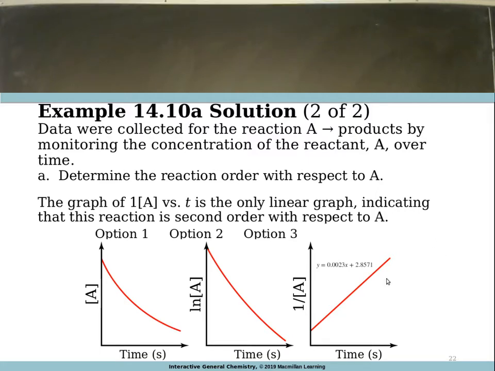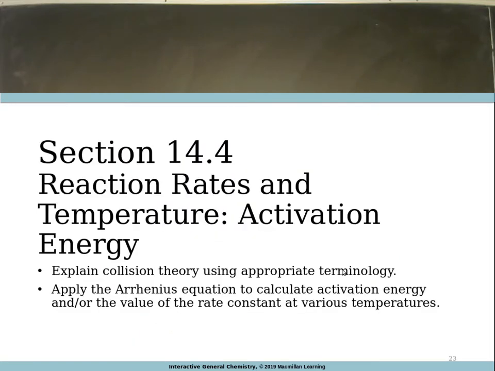And so not only do we have a 2nd order reaction, but we can see here that the rate constant is 0.0023. Now, for a 2nd order reaction, the units of K would be inverse molar inverse second. So that's 0.0023 inverse molar inverse seconds.